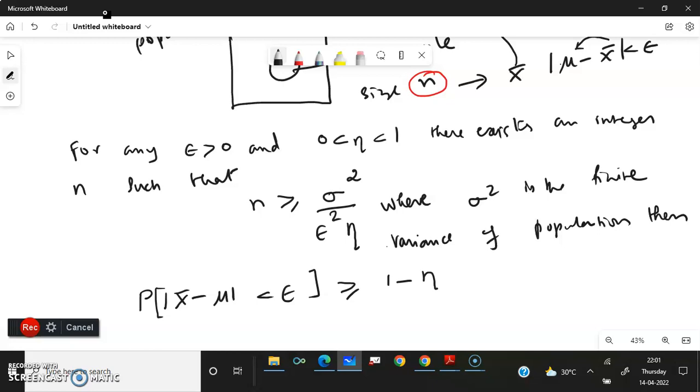What do you mean by the probability being equal to 1? When you say probability of A equal to 1, it means the complete event. Probability of A equal to 0 is an impossible event, and this is a sure event. That is what you mean. So, very close to 1 means it is a sure event, and the distance between x bar and mu is very close to 0.